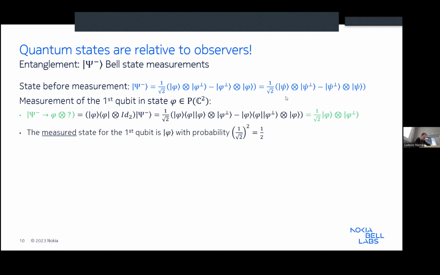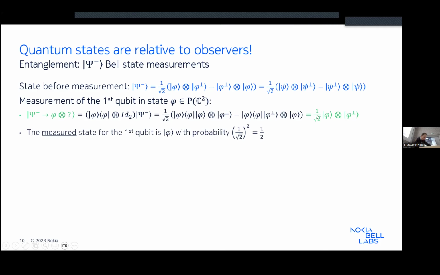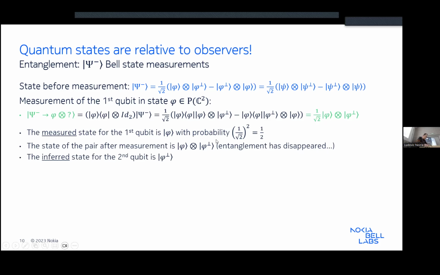The probability is the square of the factor here, so it is 1/2. The state of the pair after the measurement is then this state renormalized, so phi phi orthogonal. And so what the observer can infer is that the state of the second qubit is phi orthogonal. So there is a fundamental formal difference between what is measured and what is inferred. It's not the same status. There is one qubit that has been really measured by the observer. The second one is only inferred. It is not measured. And this is important for the interpretation after.